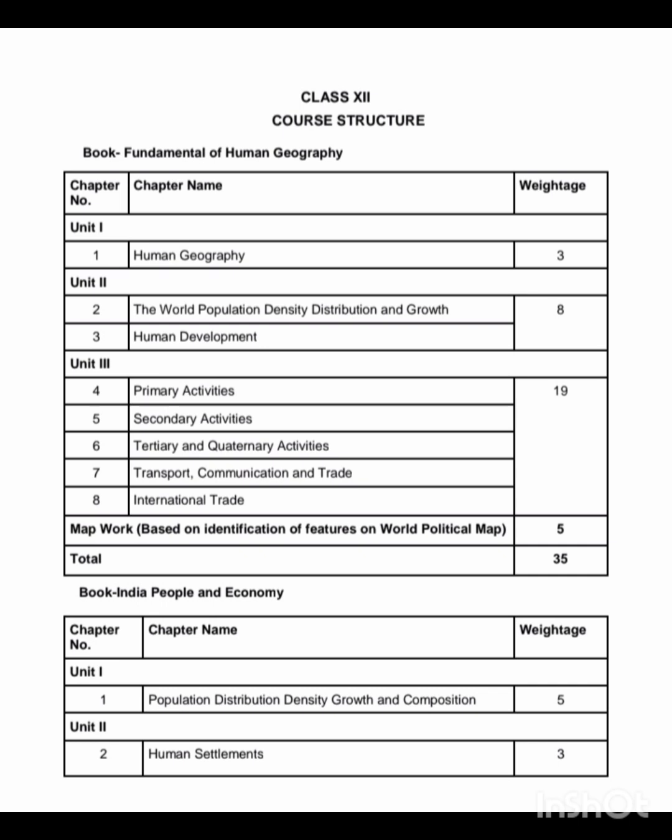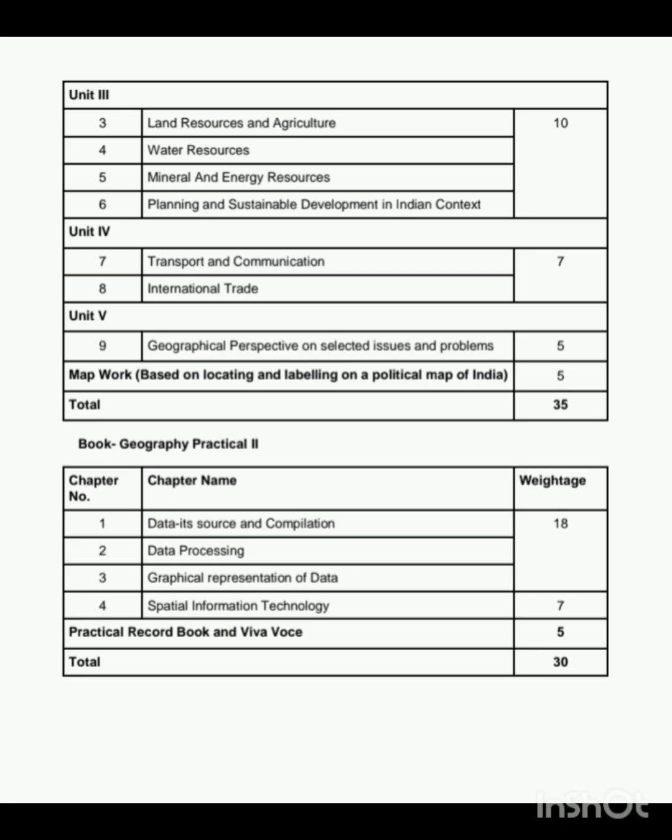Before identifying, you need to be abreast with all the continents, oceans, and more or less the countries which are in the world. Here you are not going to point out anything or label the map, only identification. When it comes to book 2, India, People and Economy, you have a political map of India, and questions will be 5 only, and there are 5 for the world map too. So total map questions are 10. You should aim for 10 out of 10 in both the maps, means 5 plus 5.